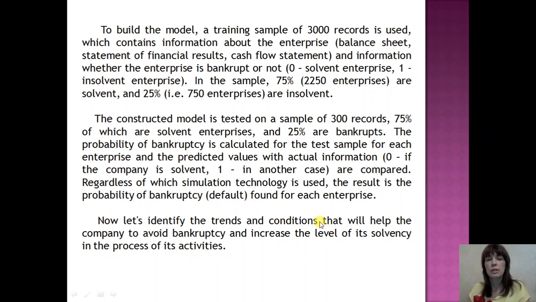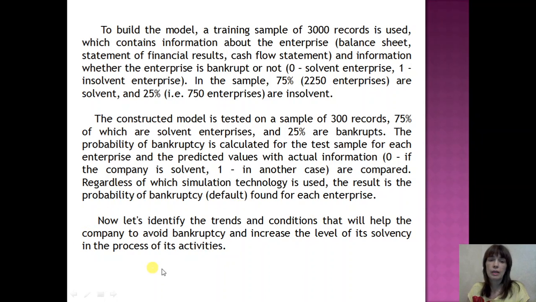The probability of bankruptcy is calculated for the test sample for each enterprise, and the predicted values are compared with the actual information, 0 if the company is solvent and 1 in the other case. Regardless of which simulation technology is used, the result is the probability of bankruptcy or default found for each enterprise.